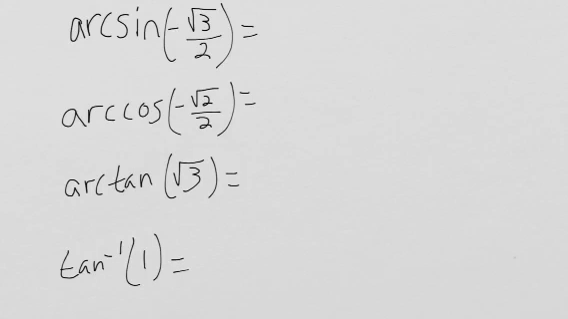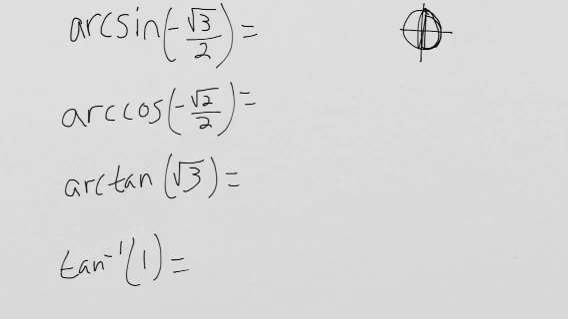Okay, number one, evaluating inverse trig functions for certain ratios. Arcsine of negative root 3 over 2. So the first thing we should do is draw our circle. Here it is. And then remember that the range of arcsine goes from negative pi over 2 to pi over 2. So we're just going to be in this area only.